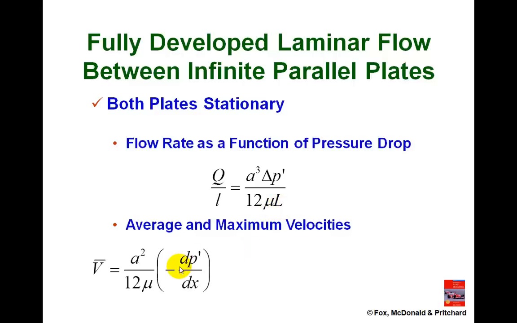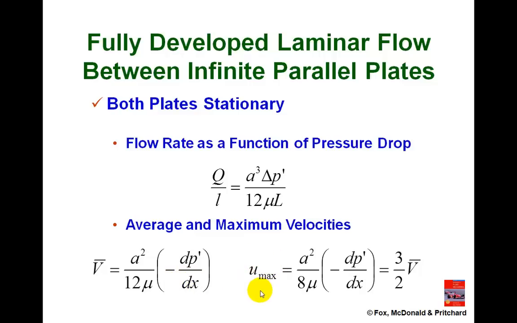The average velocity is going to be flow rate divided by cross-sectional area, so Q divided by A times L, so that's A squared over 12 mu times the negative pressure gradient. And the maximum velocity is velocity evaluated at the center line, and that turns out to be 3/2 times average velocity. So take a moment to verify that this goes along with the velocity profiles that were derived and the flow rate that's been derived here.